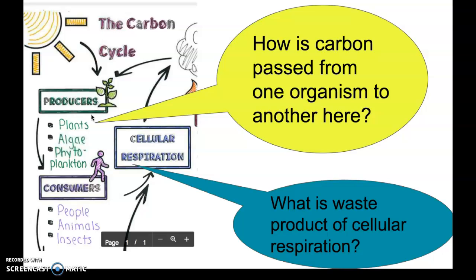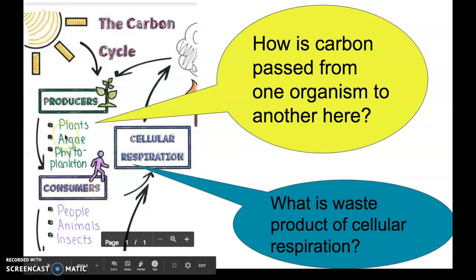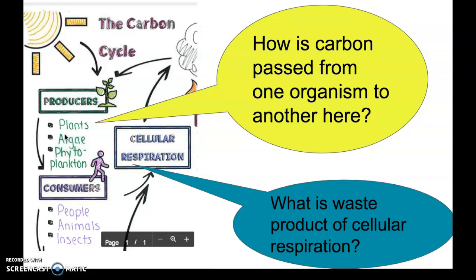So maybe I eat a salad for lunch. I'm taking the carbon that was in the plant in the form of glucose and I'm putting it in my own body so I can make my own glucose and I can make my own energy from it. So we're tracing the carbon. So the carbon's in the glucose now from the producer to the consumer. So how is carbon passed from one organism to another here? It's simple. They're in this relationship right here, this arrow, it's an eating thing. So the consumer is eating the producer, which has the carbon.